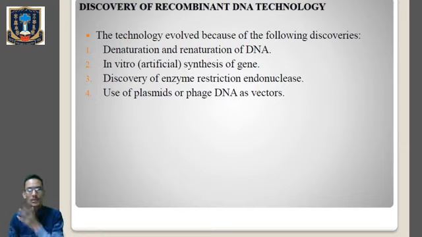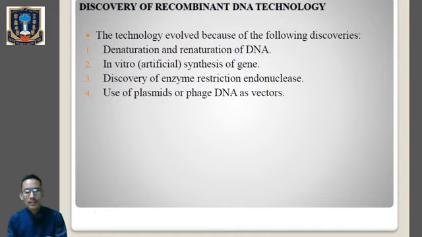Number two possibility is the in vitro or artificial synthesis of a gene having the gene of interest, where we can create multiple copies of a gene having measurable characteristics, or a segment of DNA. Number 3 is the discovery of the restriction endonuclease enzyme. If you remember, it is called the molecular scissors.